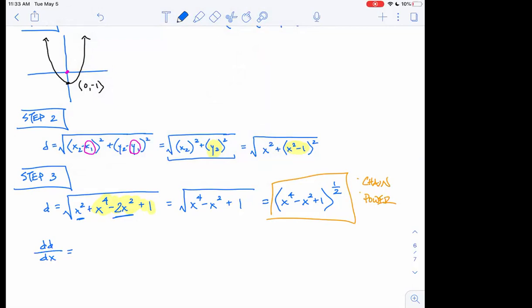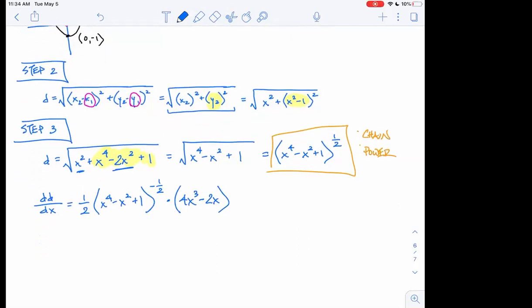So for chain rule, I'm going to get 1/4 minus x squared plus 1 to the negative 1/2 times the derivative of the inside, which is 4x cubed minus 2x. Now, because I'm thinking ahead and I know that I'm going to be setting this equal to 0, I actually want to write this as one big fraction.